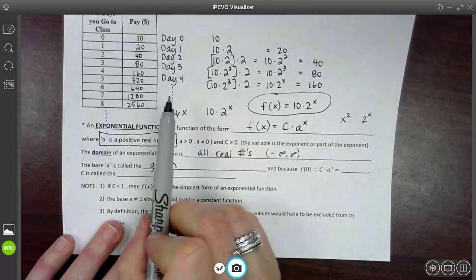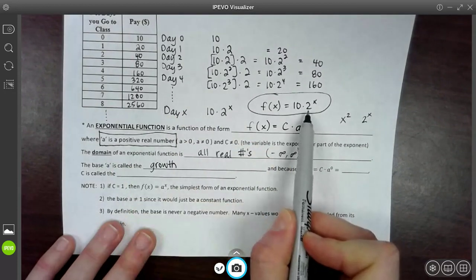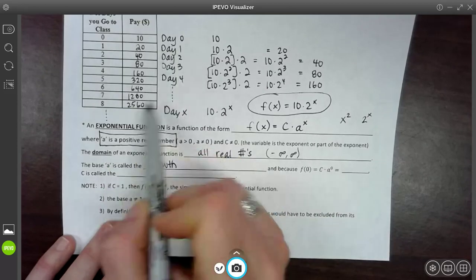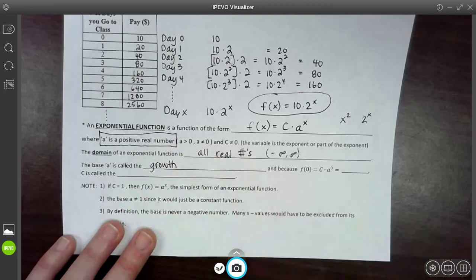So if I was going to times my money by 3, if I was going to triple it each day, my base of the exponential function would have been 3. If my money was going to be cut in half each day, the base of this exponential function would have been 1/2. It's your growth factor. It's what you're multiplying your money by.